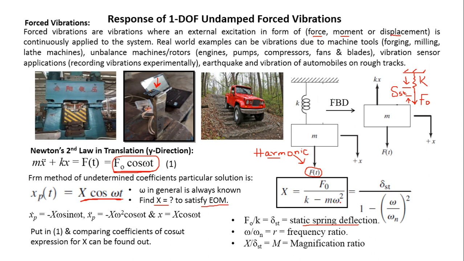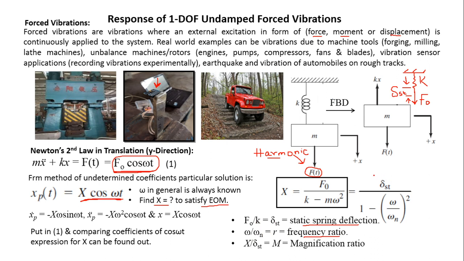If you divide omega with omega n, because when you take this k common from the denominator, it will appear here as m over k, and m over k is 1 upon omega n square. So you will get omega upon omega n whole square here. We say that omega upon omega n is r, which is known as the frequency ratio. So these are the terminologies of forced vibration systems: static spring deflection F naught upon k is delta st, and omega upon omega n is r, the frequency ratio.